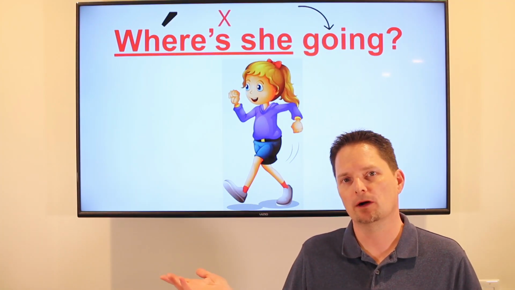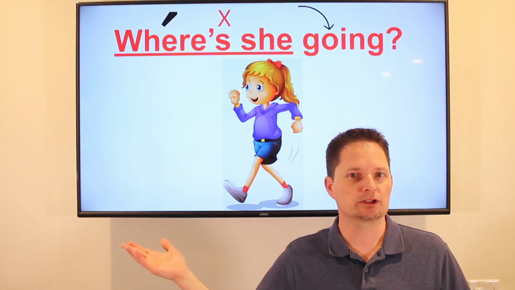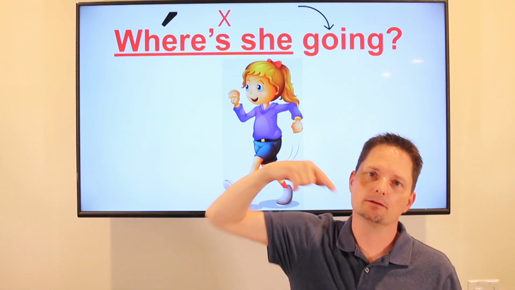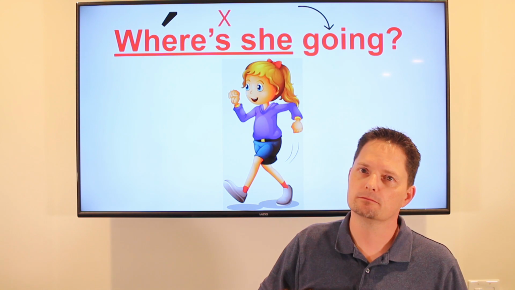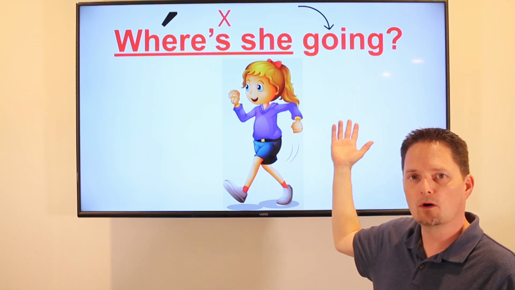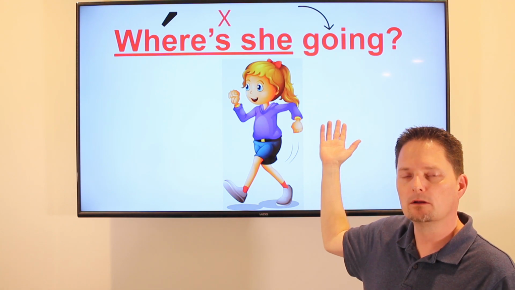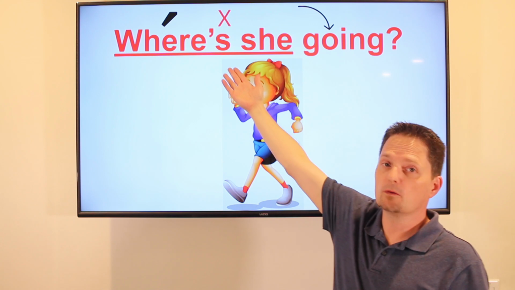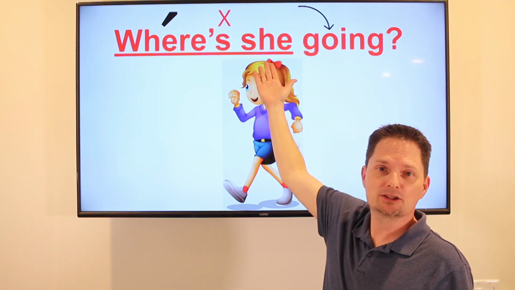Example, where's she going? Information question, because we start with a question word. Intonation goes down at the end. Where's she going? Pronunciation, going or going. Where's she going? We see the S before the SH.